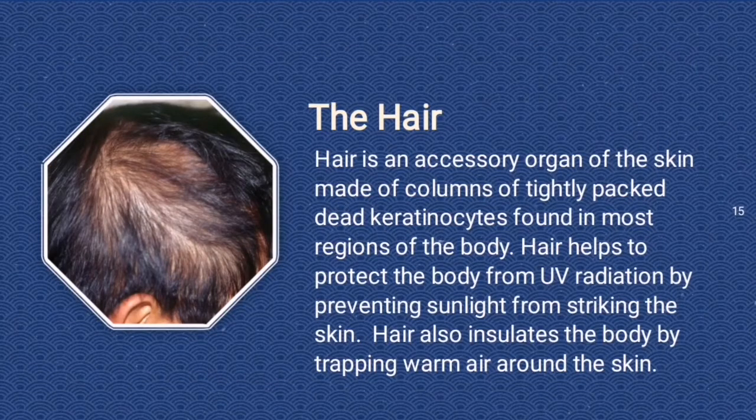Also, another part of the integumentary system is the hair. It is an accessory organ of the skin made of columns of tightly packed dead keratinocytes found in most regions of the body. Hair helps to protect the body from UV radiation by preventing sunlight from striking the skin. Hair also insulates the body by trapping warm air around the skin.